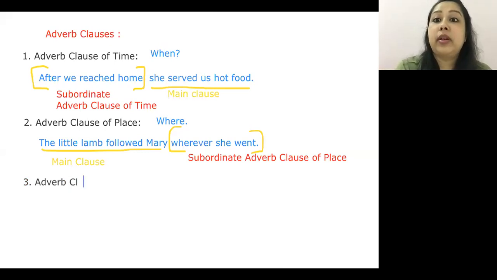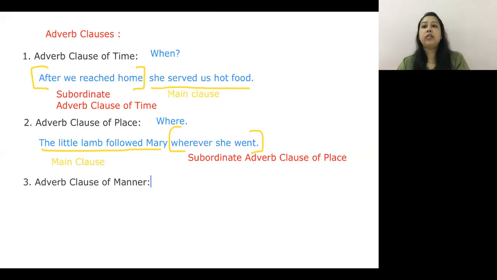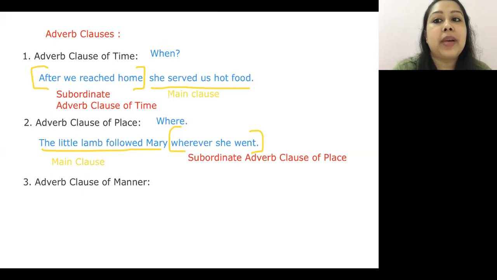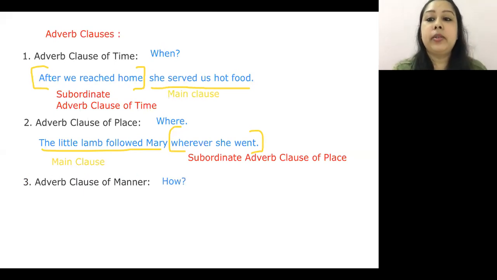Okay. Let's talk about adverb clause of manner. Now, when I say manner, I'm trying to tell you how the activity has happened, how the verb or how the noun is doing something. All right. So here my question by default is how? Definitely. Let's take one example.